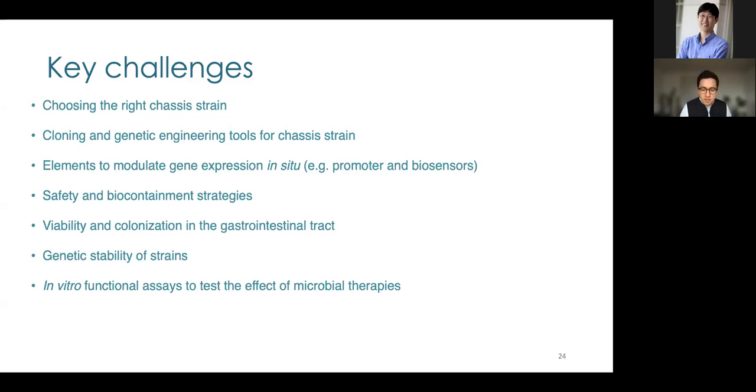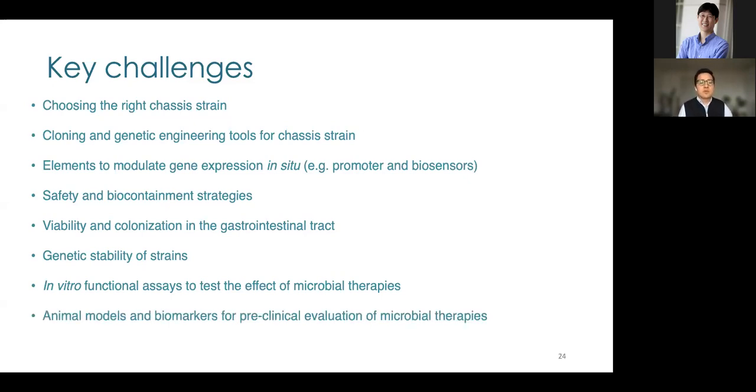So from these in vitro assays, our hope is to identify the best candidates that we can move into animal models, so that we can study their effect in an animal. And that is another part of our lab's work: developing animal models and identifying biomarkers for the different therapeutics that we are developing.